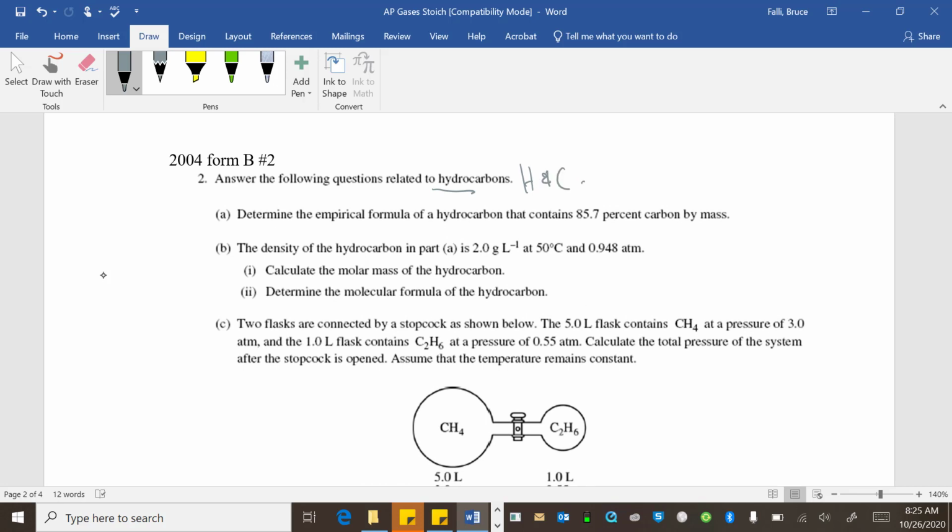So that means it's 0.857 grams carbon and a 0.143 grams of hydrogen. All I did was 1 minus 0.857. Okay, and now I'm doubting myself because I'm live. 1 minus 0.857 is 0.143. And then it's going to be 1 mole.